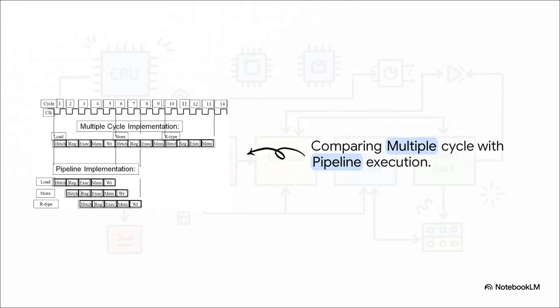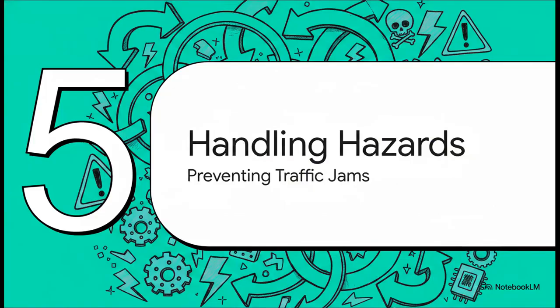When comparing multiple cycle to pipeline execution, it's wild how much time sequential processing wastes. The pipeline implementation elegantly overlaps the fetch, decode, and execute stages. By the 5th clock cycle, you literally have 5 different instructions executing in 5 different stages at the exact same time. This constant overlap slashes total processing time and absolutely maximizes throughput. Section 5. Handling pipeline hazards.